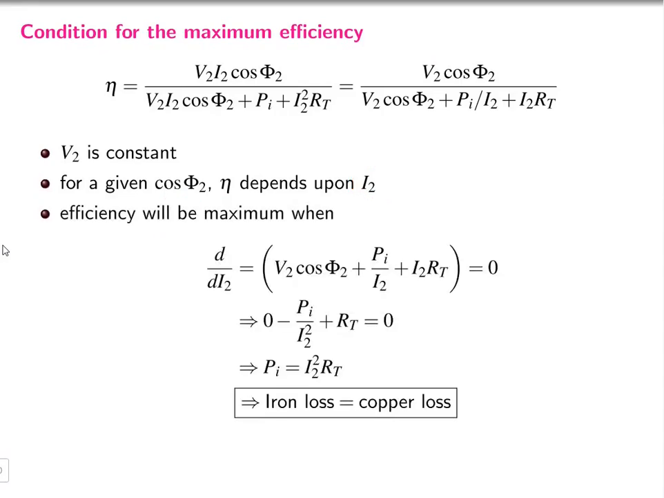So if we differentiate the efficiency equation with respect to the current I2 and equate with 0, we are going to get the relationship like this. So we get iron loss is equal to I2 square R2. It means that iron loss is equal to copper loss of the transformer when the efficiency is maximum. Iron loss is a constant loss and copper loss is a variable loss. So when the current flowing in the transformer makes the copper loss equal to the iron loss, then the efficiency will be maximum.